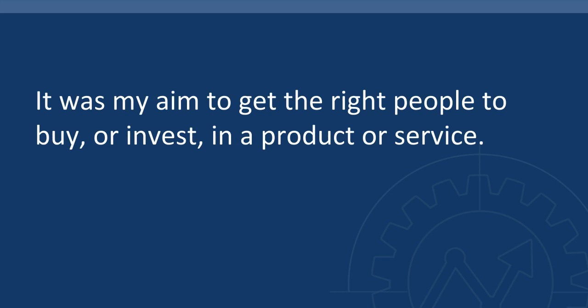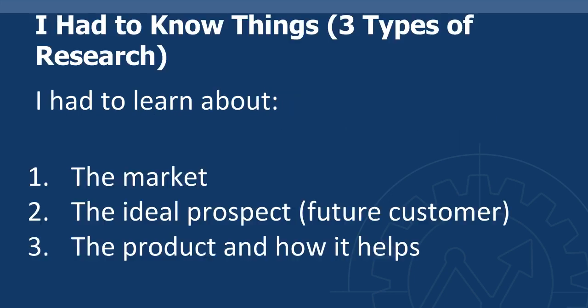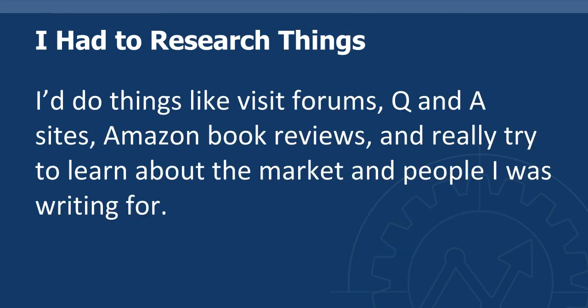So it was my aim to get the right people to buy or invest in a product or a service. And to do that, I had to know things. I had to do 3 types of research. The first was the market, so market research. Second was the prospect, learning about the prospect and hopefully the future customers. I had to do customer research. And third, I had to do product research. I had to know the product, how it helps people or the prospective buyer, everything that went into the product.